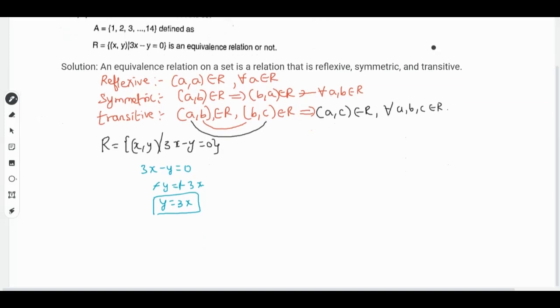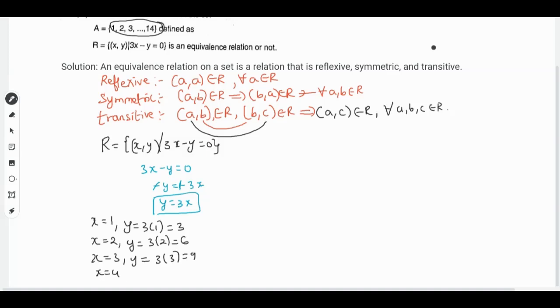If x is equal to 1, we take the values given in the set A. x equals 1, y will be 3 into 1, it will be 3. If x equals 2, then y will be 3 into 2, it is 6. Then x equals 3, y will be 3 into 3 equals 9. Then x equals 4, y equals 3 into 4 equals 12. Now x equals 5, y equals 3 into 5, that will be 15. So now how do we write the relation?